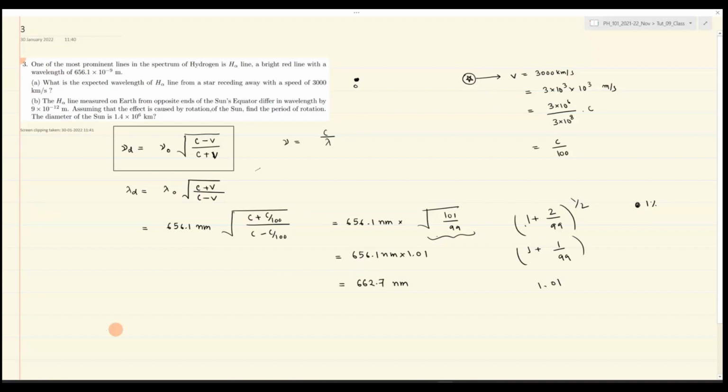Bhaiya, I did it from a different approach, but my answer was wrong. Can you tell me my mistake in that? Okay, how did you try? I considered two frames on planet Earth, S and S dash. S dash was moving with velocity 3 into 10 to the power 6 meter per second. At t equals 0, t dash was equal to 0, and this was the moment at which the starting point of the light ray touched the Earth's surface.